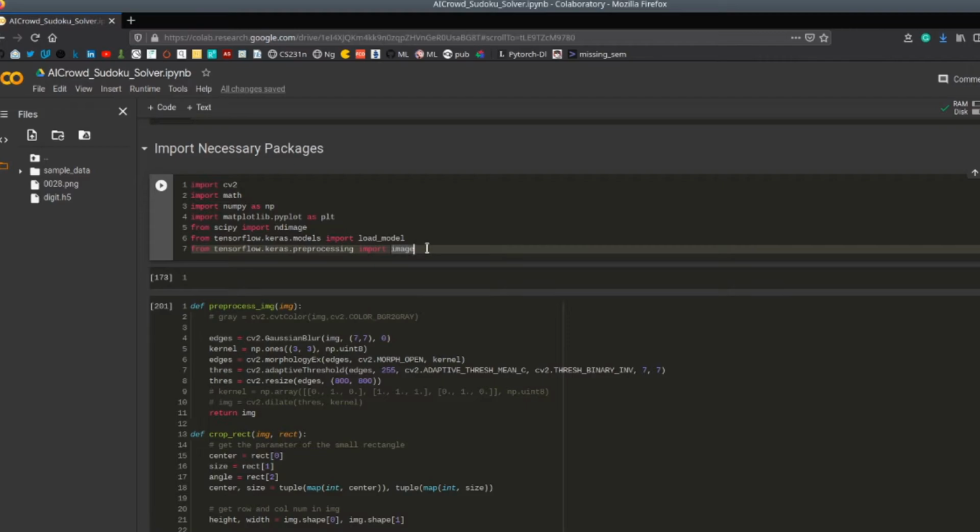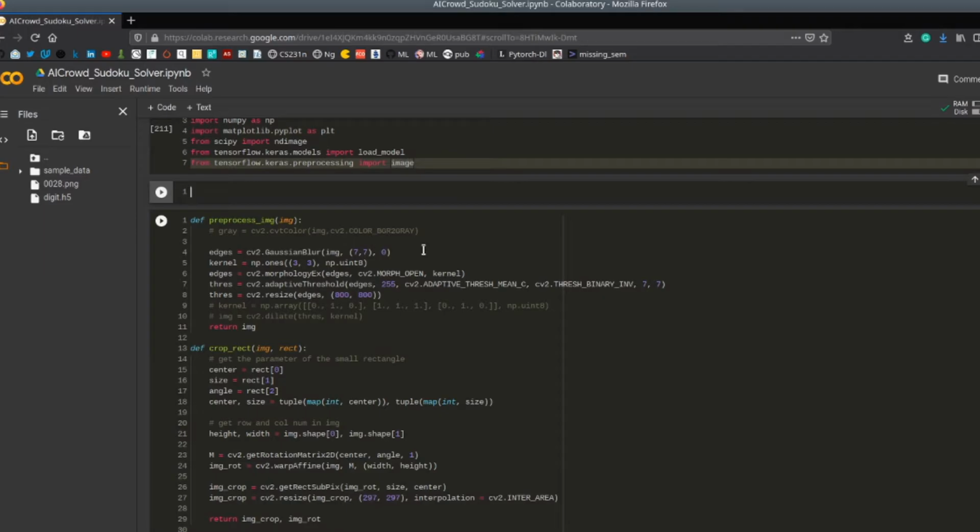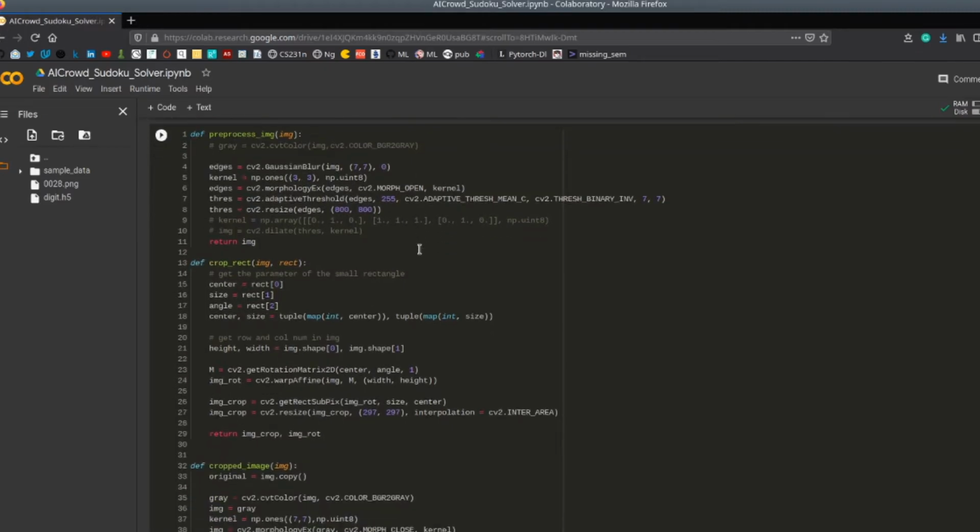This is one of the approaches I'm taking to solve the Sudoku solver challenge. At first, let's import all the necessary packages. Next, we have defined a couple of utility functions. Many of them do pre-processing tasks like applying threshold, cropping the images, rotating the images, centering the text, and so on.